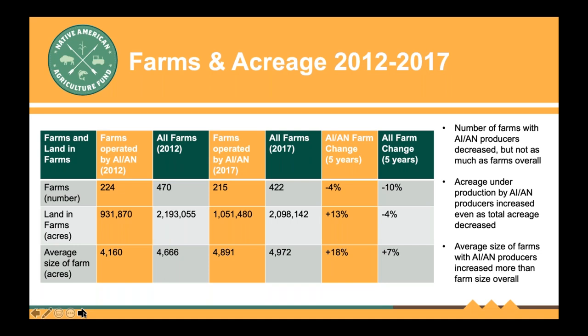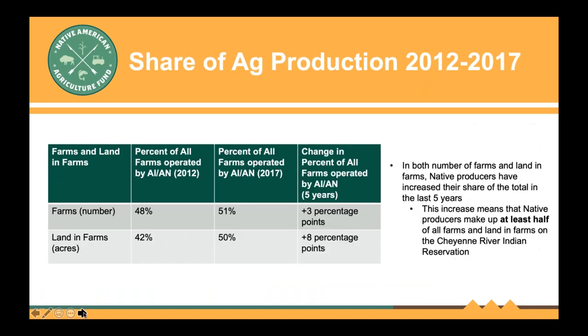So for the farms and acreage, I did a little bit of a comparison. On the side, you can see some bullet points of some stats. And even though the number of farms went down for American Indian and Alaska Native operated farms, we're farming more acres and increasing American Indian and individual farm acres, which is building capacity. So in this slide, it's the share of ag production comparison again. In both number of farms and land in farms, Native producers have increased their share of the total in the last 5 years. This increase means that Native producers make up at least half of all farms and land in farms on the Cheyenne River Indian Reservation.